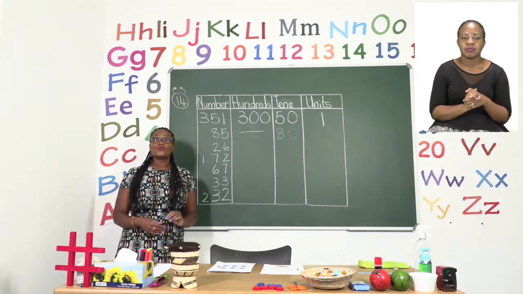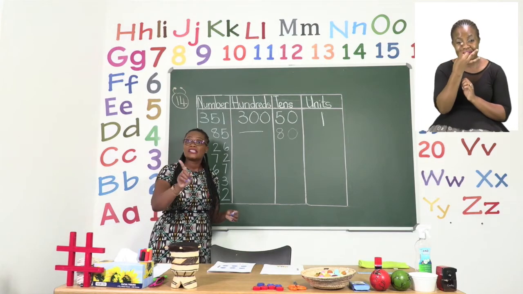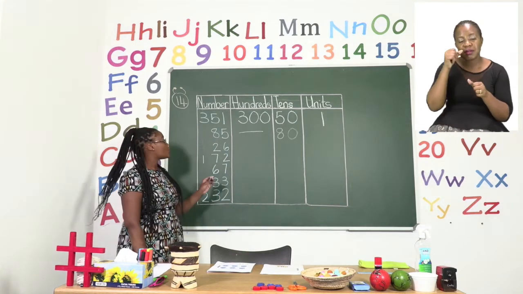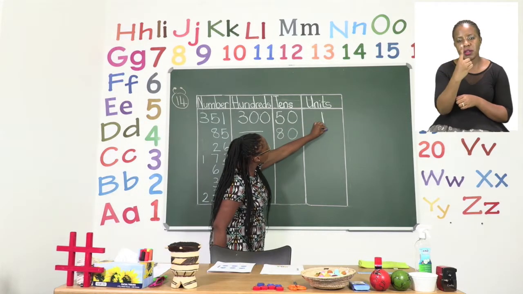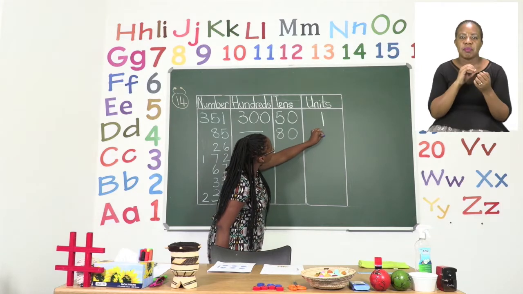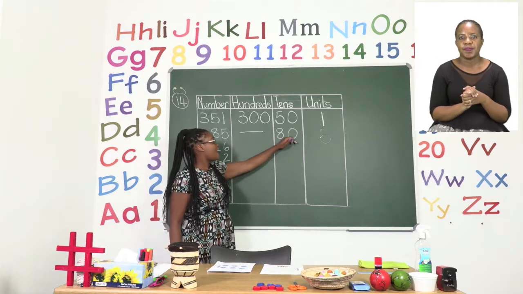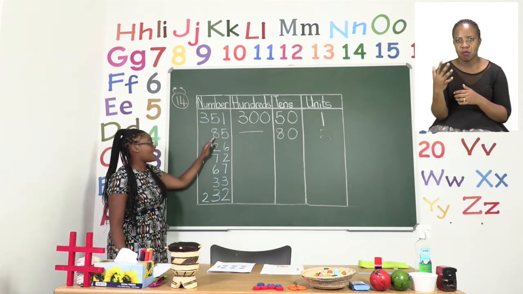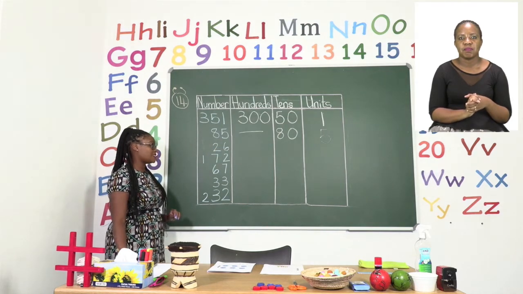Then we move on to our units. Our units, remember, only has one number, no zeros. So our 5 is going to go here and hop over to the units. So now we have written 85. It's the same as 85. Let's move on to the next one.